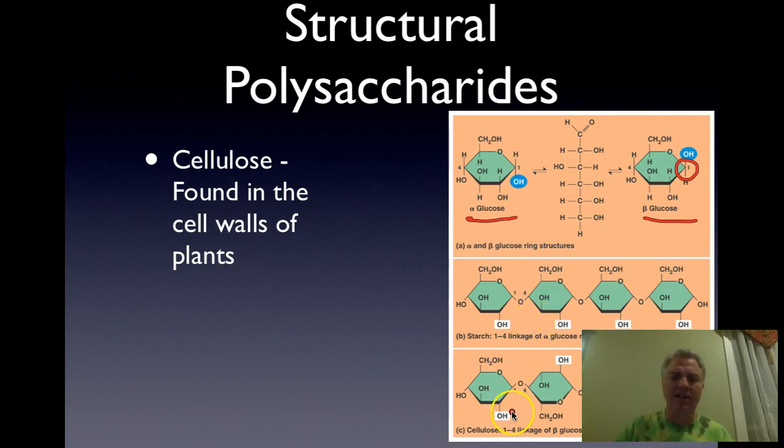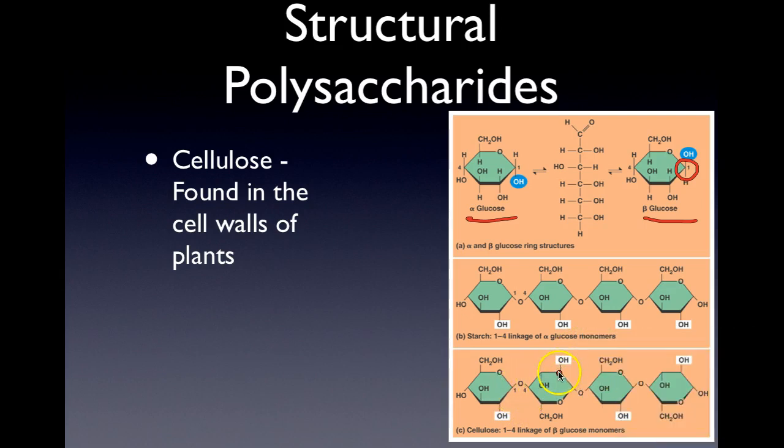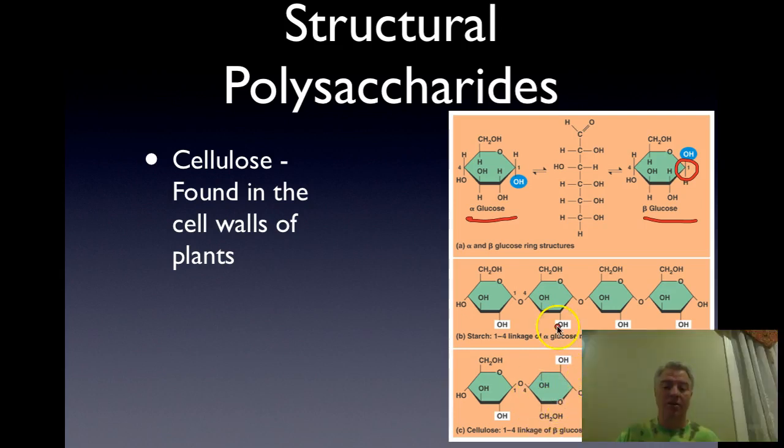But when it comes down here to cellulose, you'll notice that this hydroxyl group is on the top side on every other glucose monomer. And so we really don't have the enzymes that can break those down, because they're not all lined up there on the bottom like they are in starch. So what does that mean for us? Well, when we eat plants, we have a hard time breaking down the cellulose that's in the cell wall.